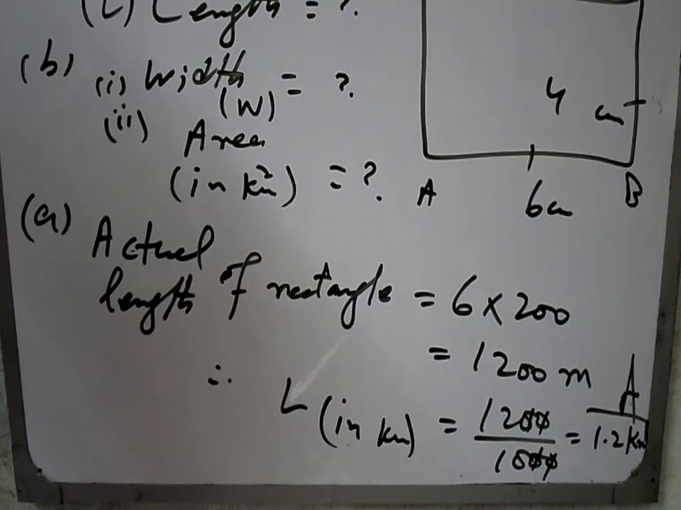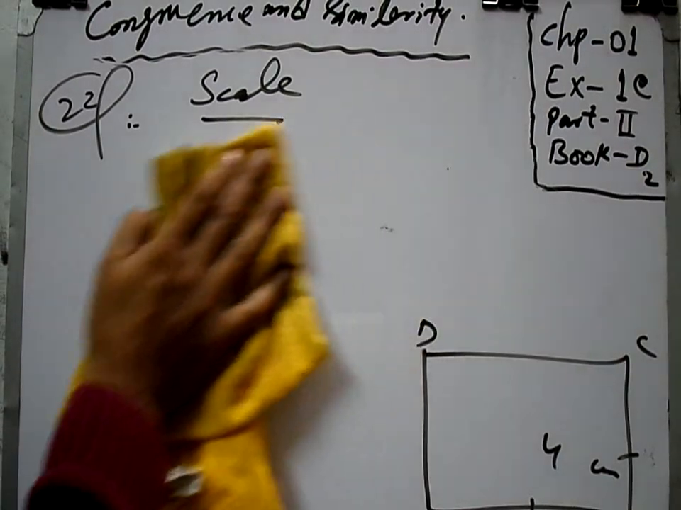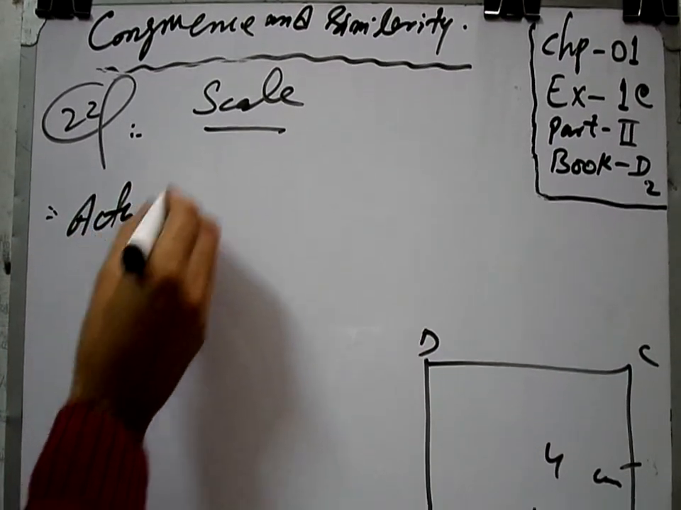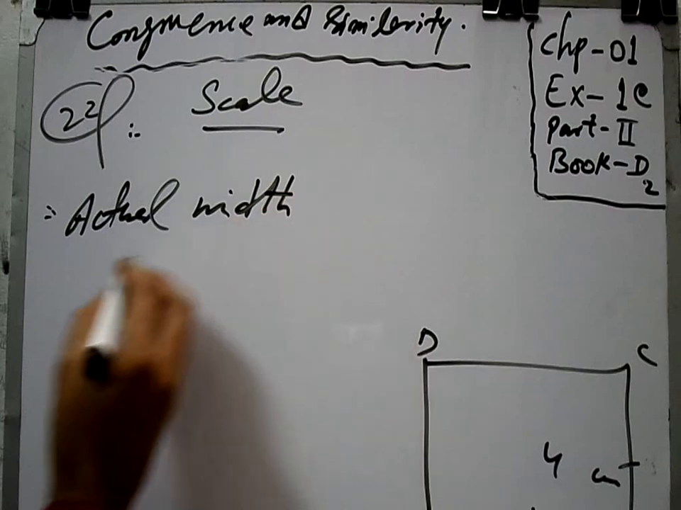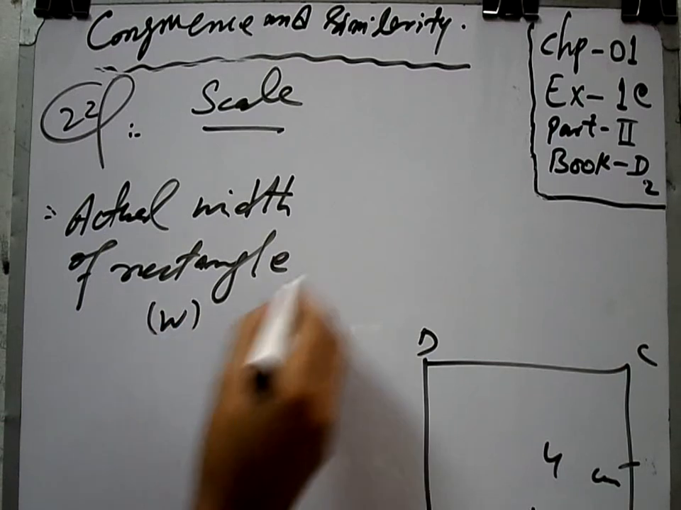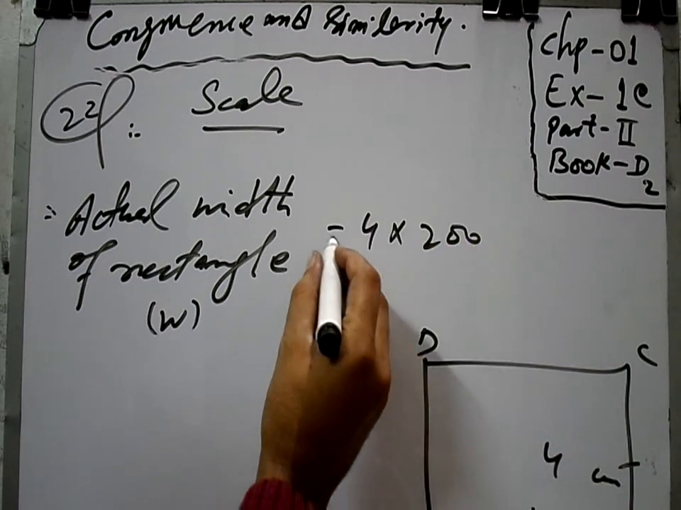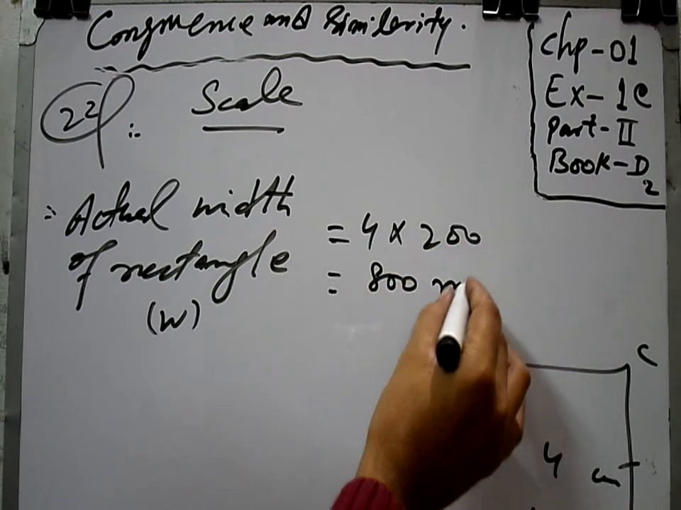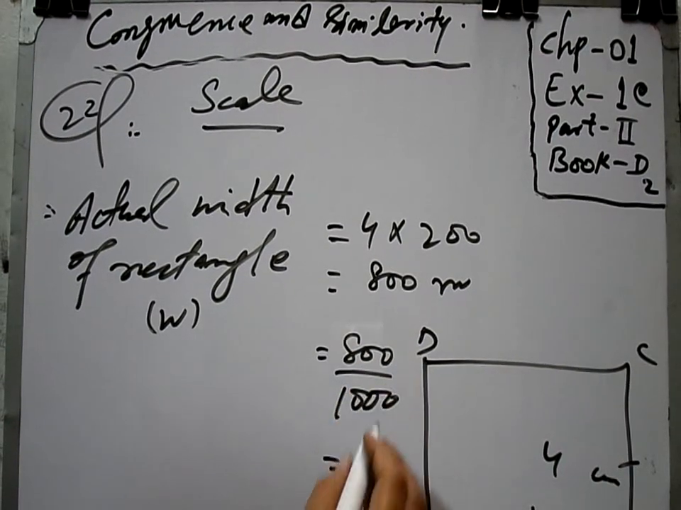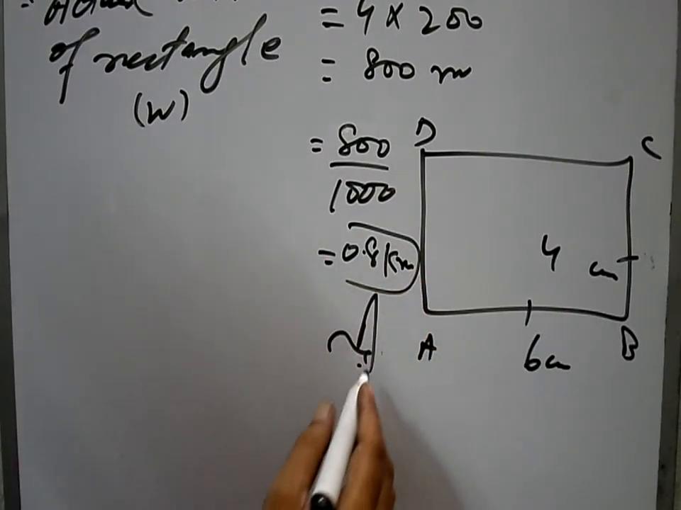Similarly, now find the actual width of the rectangle. Actual width W is equal to 4 multiplied by 200, it will give you 800 meter. So convert into kilometer, divided by 1000, you will get 0.8 kilometer. So that is the one portion result.